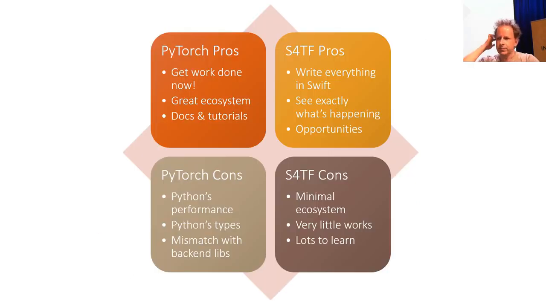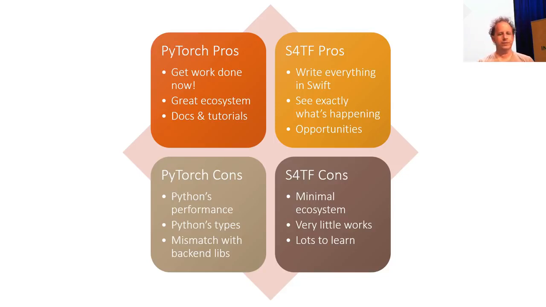So Swift for deep learning means Swift for TensorFlow. That's specifically the library that Chris and his team at Google are working on. We will call that S4TF when I write it down, because I couldn't be bothered typing Swift for TensorFlow every time. Swift for TensorFlow has some pros and cons. PyTorch has some pros and cons, and interestingly, they're the opposite of each other.